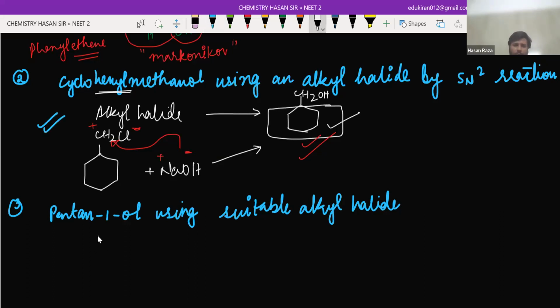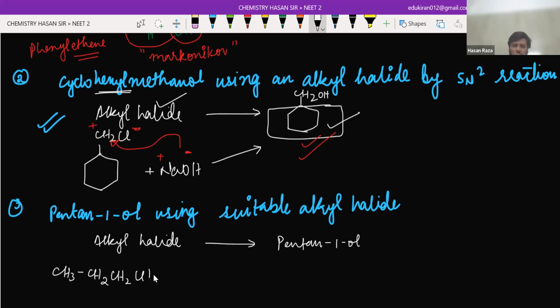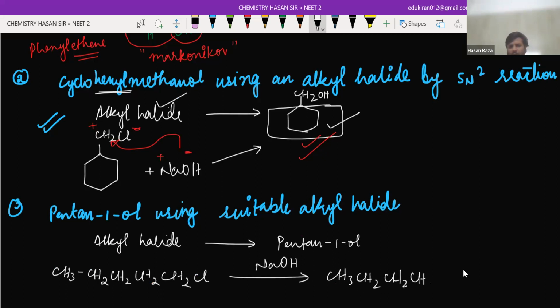What we need to prepare, alkyl halide, you need to convert it into pentan-1-ol. So it is the same alkyl halide into alcohol. We are going to take 1-chloropentane, that is CH3, CH2, CH2, CH2, 4 carbons, now it is 5. And you are going to treat this with NaOH, again followed by SN2 mechanism. You will be getting CH3, CH2, CH2, CH2, and then CH2OH.